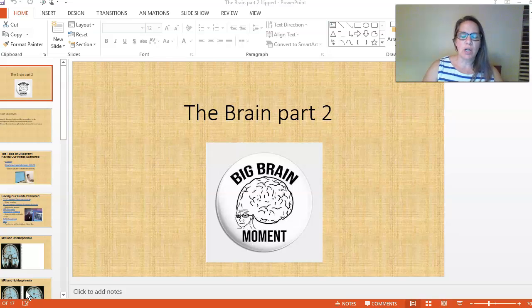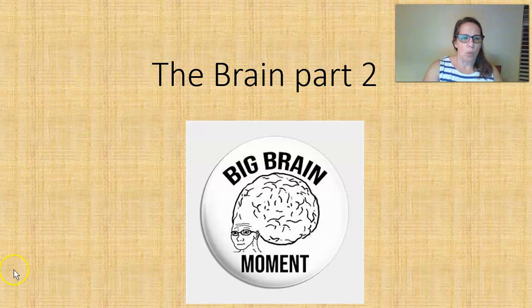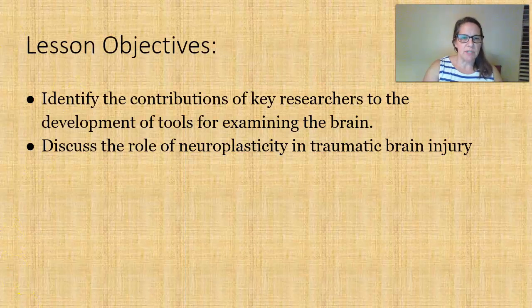We've gone over all of the parts of the brain and the different functions that the brain has. And now there are just a few miscellaneous things that we're going to put together that we want to talk about in terms of what the brain does for us. So, our objectives for this lesson.